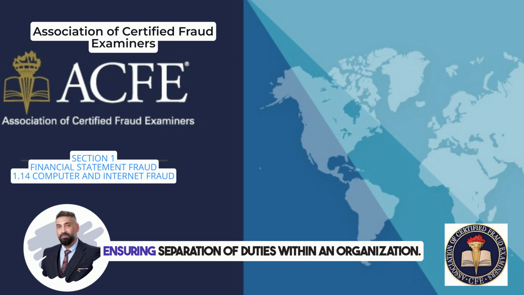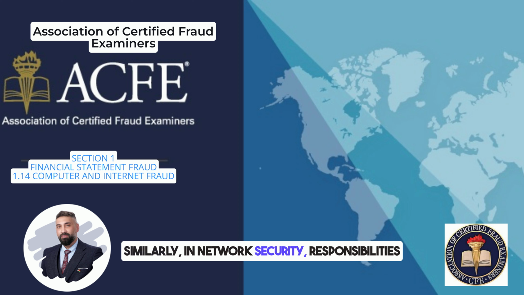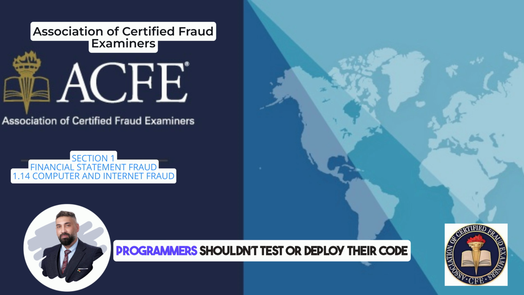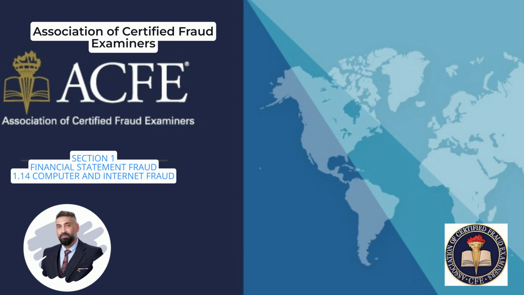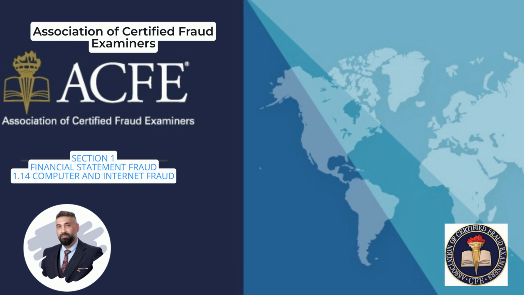Then there's the human element, ensuring separation of duties within an organization. In a city, you wouldn't have one individual control all critical systems, power, law enforcement, and finances. Similarly, in network security, responsibilities are distributed to minimize risk. Programmers shouldn't test or deploy their code unsupervised, just like auditors shouldn't directly manipulate the financial statements they review. With proper checks and balances, security becomes a shared responsibility, reducing the chances of misuse or insider threats.